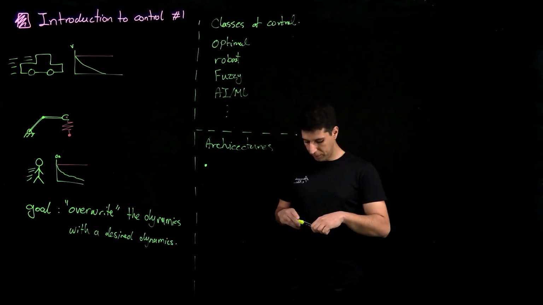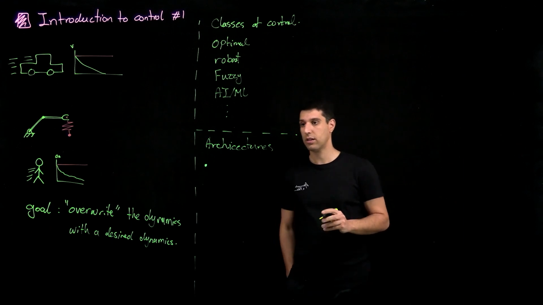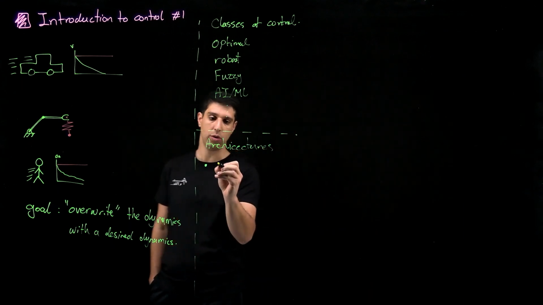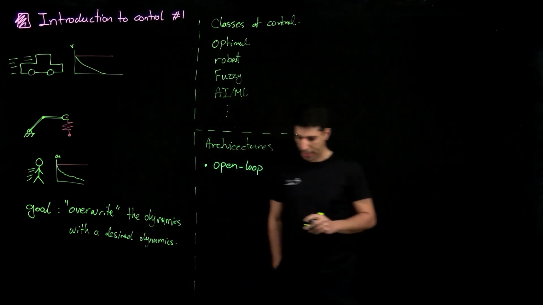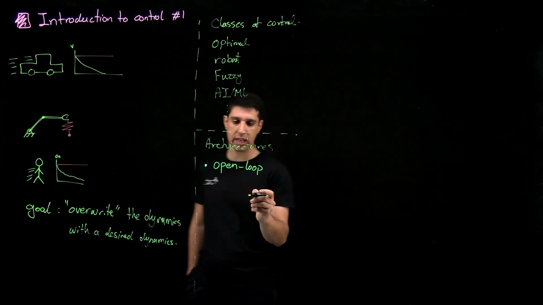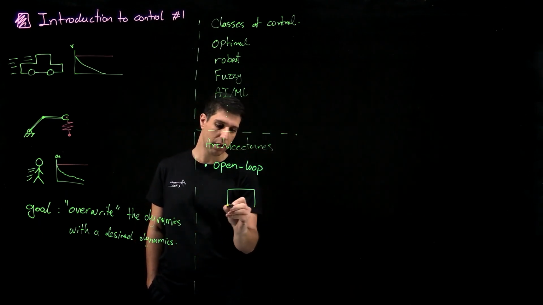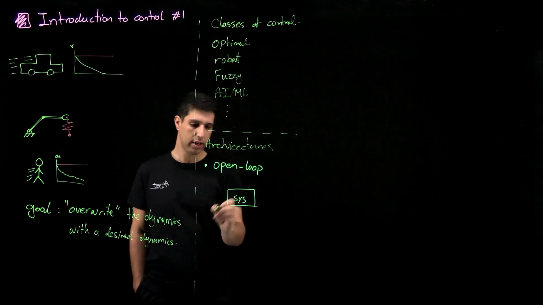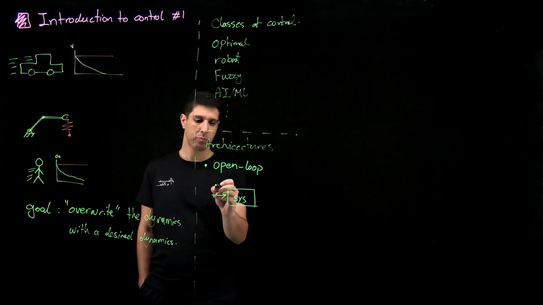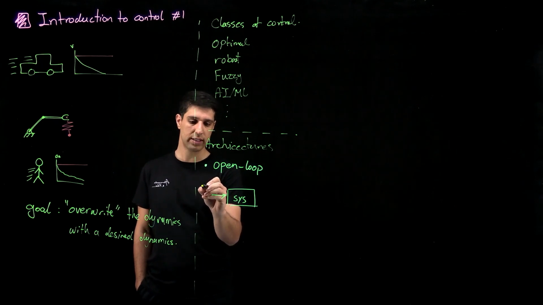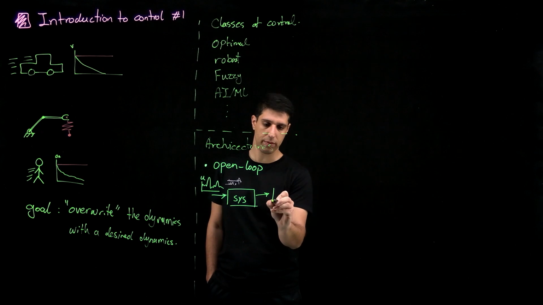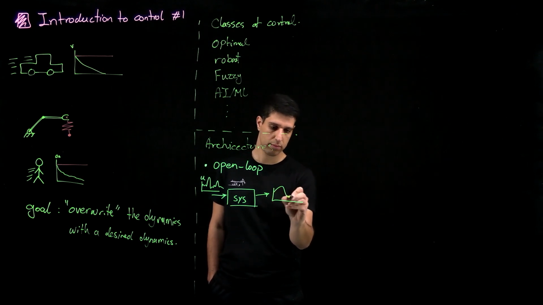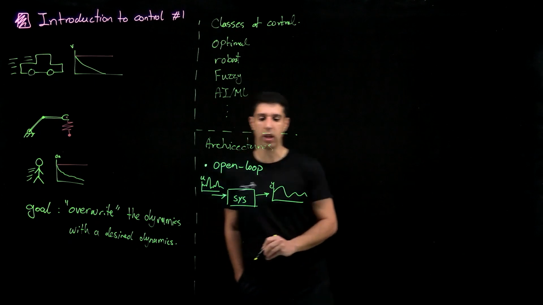So the two important and fundamental architectures, one is open loop control. And in open loop, as the name suggests, we have our system. It receives some input. So we want to design the control input, that could be anything, control input U, such that the output of our system does something that we like.